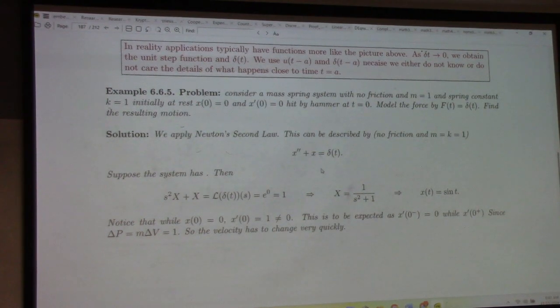So here I'm just using a so-called unit impulse. Impulse is 1. So sometimes the Dirac Delta function is also called the unit impulse function because it has an impulse of 1. So we apply Newton's second law. We have to solve x'' + x = delta of t.